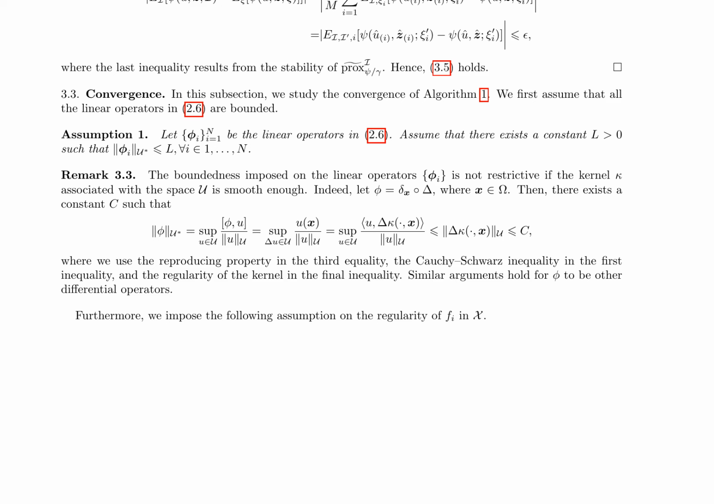The authors then move on to discuss the convergence of algorithm 1, assuming that all linear operators in equation 2.6 are bounded, as stated in assumption 1. They provide a remark on the boundedness of these operators, explaining that it is not restrictive if the kernel associated with the space U is smooth enough. This is illustrated through an example involving a linear operator phi and the reproducing property of the kernel.